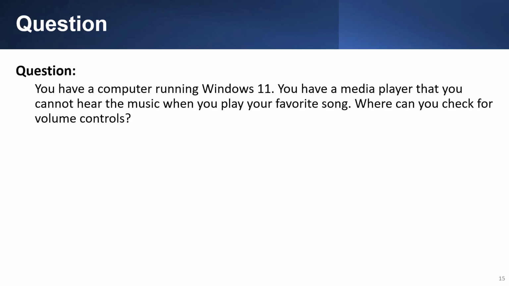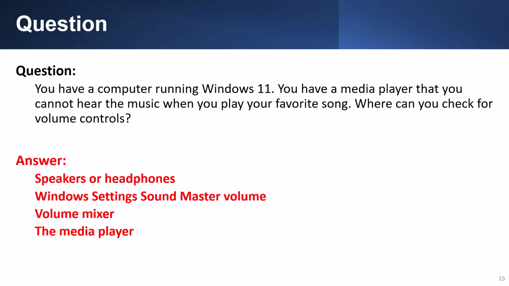Question: you have a computer running Windows 11. You have a media player, and you cannot hear the music when you play your favorite song. Where can you check for volume controls? Answer: speakers or headphones, Windows settings, sound master volume, the volume mixer, and the media player.